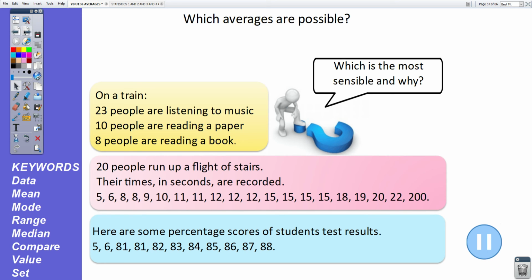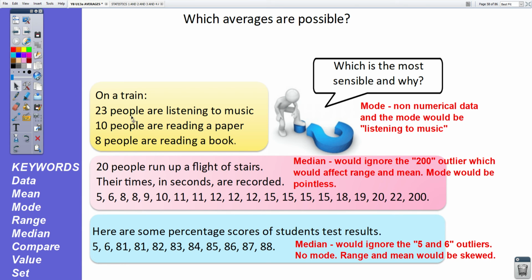Okay, let's continue. So for the first one, we are looking at listening to music, reading a paper or reading a book. Since these are non-numerical data, we have to have the mode, and since most people are listening to music, the mode would be listening to music.